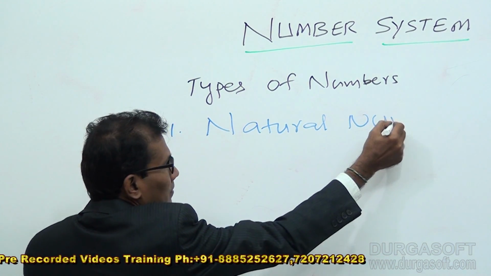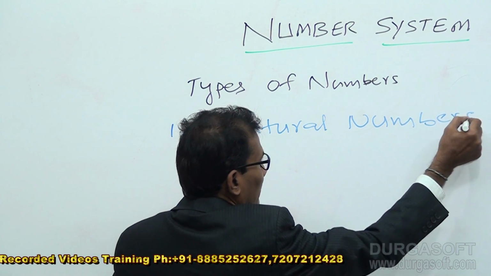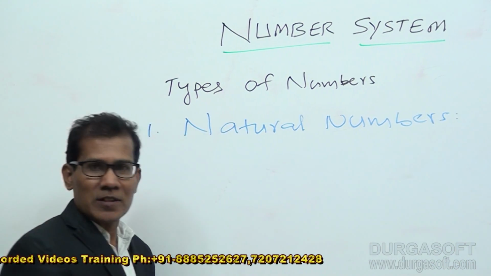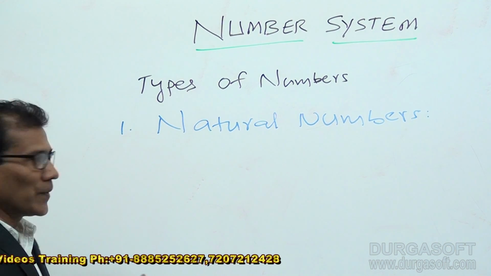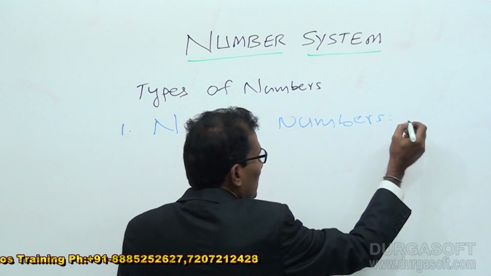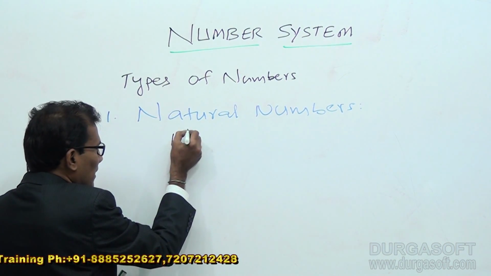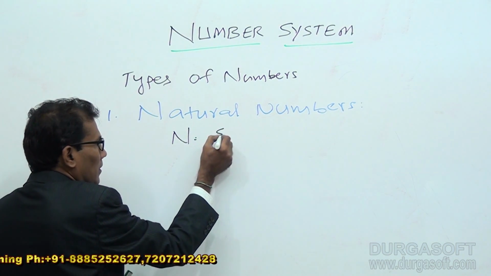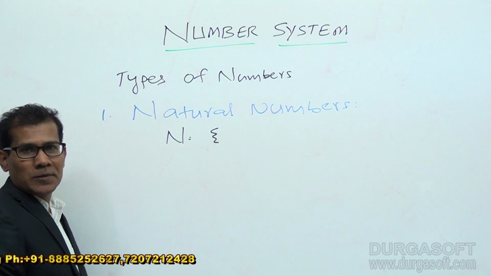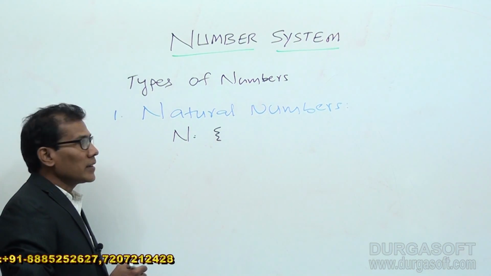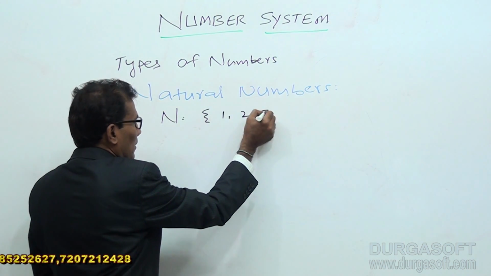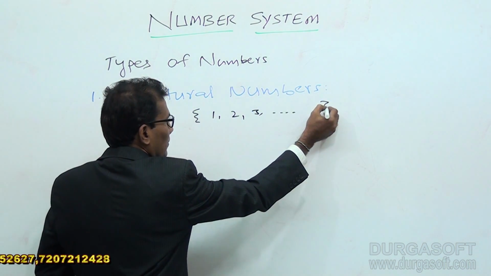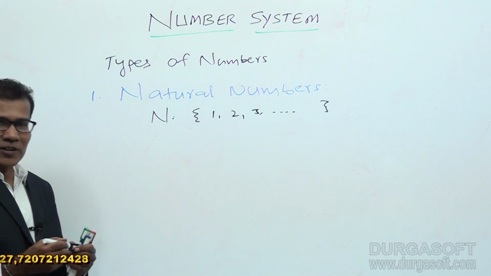Natural numbers. Then what are the natural numbers? The natural numbers start from 1. The set of natural numbers is denoted by capital N, and the natural numbers start from 1, 2, 3 and so on. Endless. These are natural numbers.